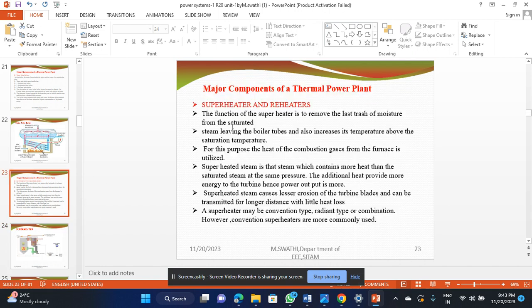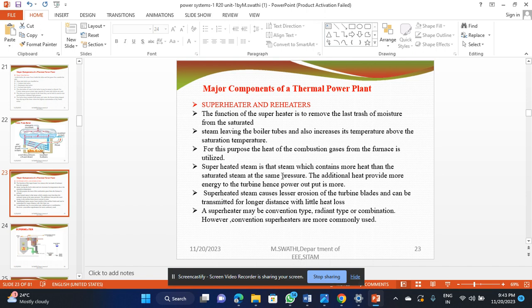The function of the superheater is also to remove the last trace of moisture from the saturated steam. That means above the saturation point level, it increases the heat energy. Any moisture content in the steam is also removed in the superheater. The steam leaving the boiler tubes has its temperature increased above the saturation temperature. For this purpose, the heat of the combustion gases from the furnace is utilized.